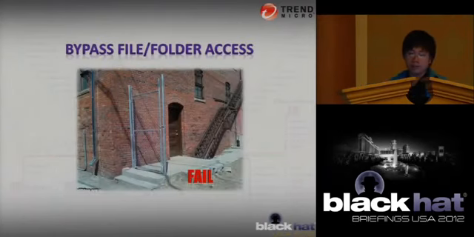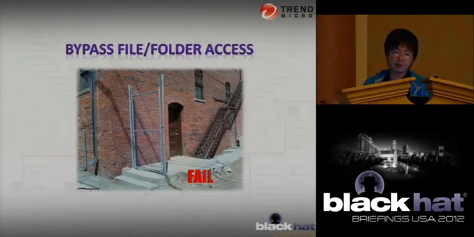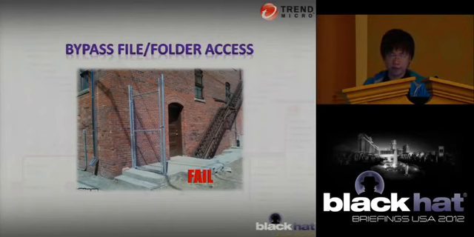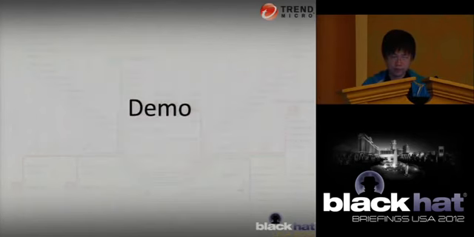Okay, next, bypass file folder access. A file in a MetroStar app is not allowed to access folders which are not specified in capability settings. Even if you grant permissions in capability settings, there are only a few folders you can access, like document, video, music, and photo. So how to bypass file folder access? Let's see a demo directly.